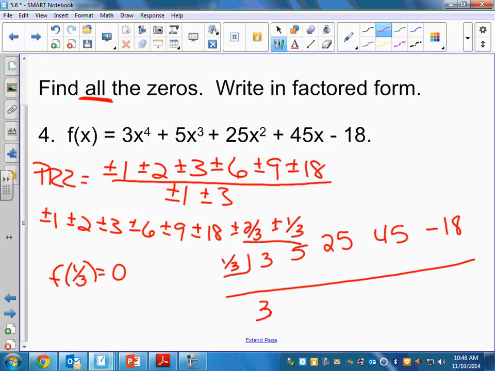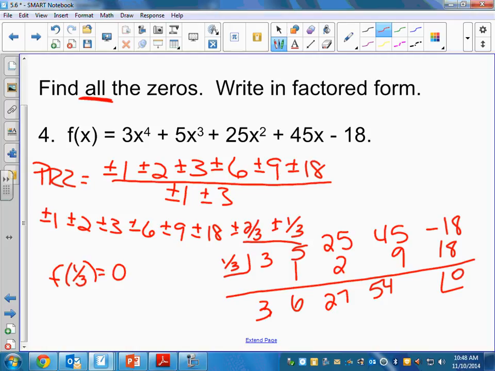3 times 1/3 is 1. 6 times 1/3 is 2. 27 times 1/3 is 9. 54 times 1/3 is 18. Oh, I should have just looked here. So the remainder equals 0.